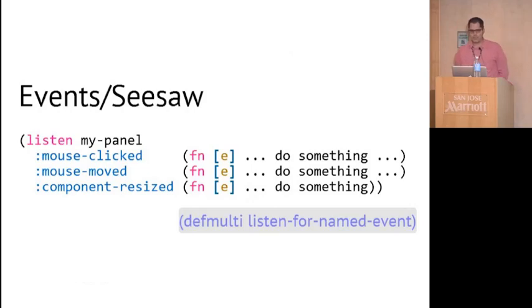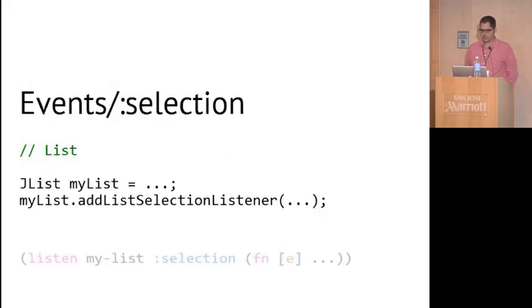So with listen, you give it a widget and a list of event name handler function pairs, and Seesaw takes care of all the details of reifying interfaces, registering them quickly with the widget, and making sure that your functions get called when the events happen. Seesaw also has support for a few pseudo events, which are events that don't have a one-to-one mapping to underlying Swing events. In particular, probably the most interesting one is selection.